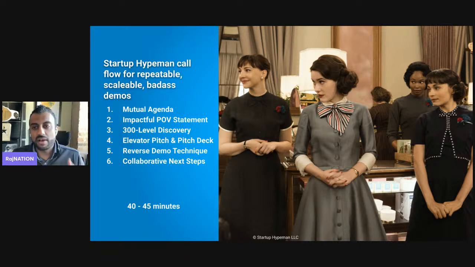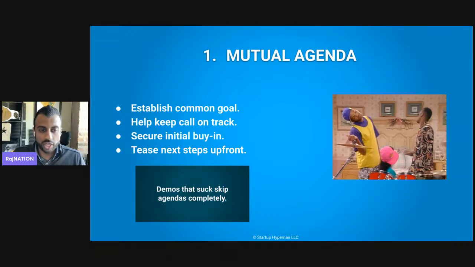So now let's break down each one of these point by point. Let's start off with the mutual agenda. I want to first direct your attention towards the bottom of the slide, okay? So demos that suck, and when I say demos that suck, I really do mean most demos, they don't even set an agenda at all. They skip this part entirely. But the reason you want to set an agenda is so that you can establish a common goal up front and help keep the call on track, right?